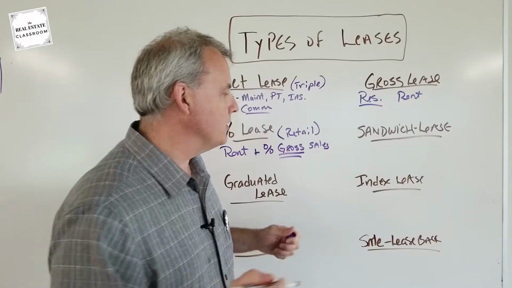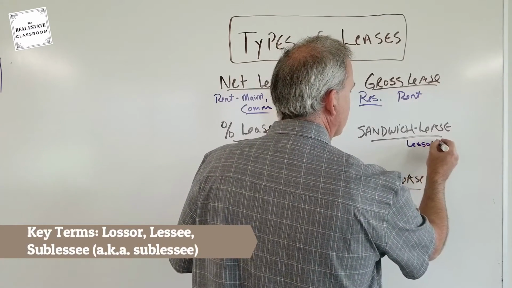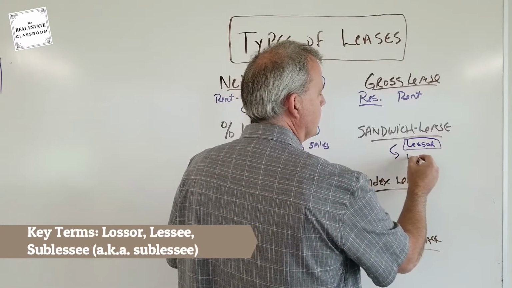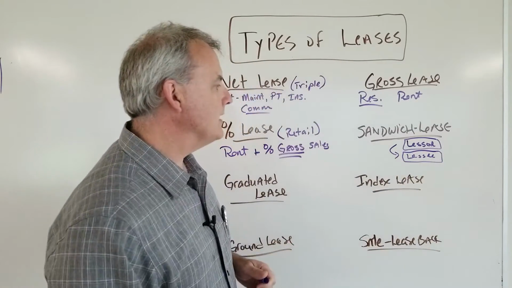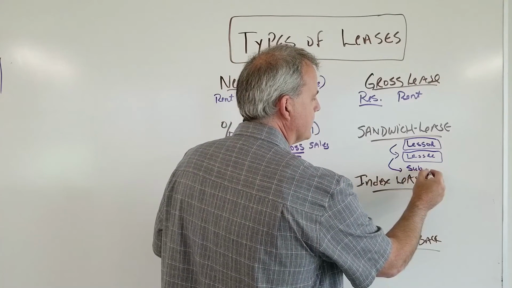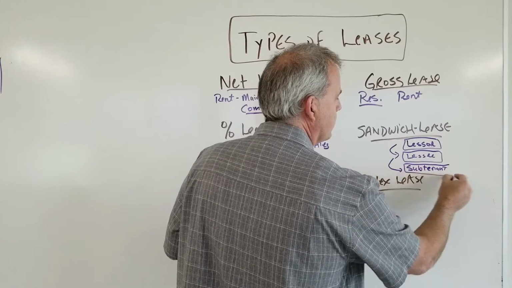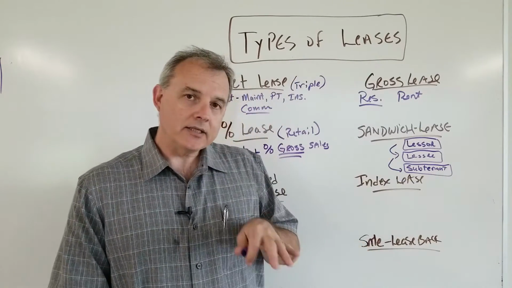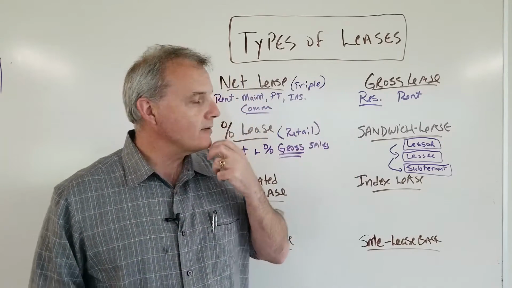But here's what a sandwich lease looks like. So we have the original lessor. Now remember, the lessor is the landlord, okay? Then the landlord rents it to the lessee, which is the tenant. Now what happens is the tenant then turns around and leases the property to the subtenant or the sub-lessee. And so what happens is this creates a sandwich where the lessee, the tenant, is sandwiched in the middle. All right, so that's when we would see a sandwich lease.